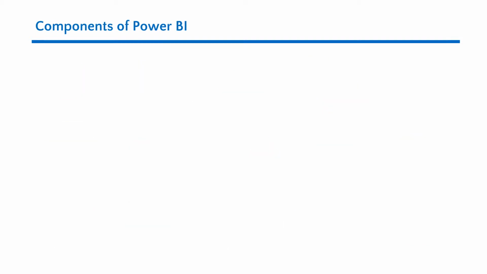So let's look at the components of Power BI. At the core, if you observe, Power BI is made of 6 major components, and these components are released in the market separately and they can be used even individually. So let's look at the components one by one.